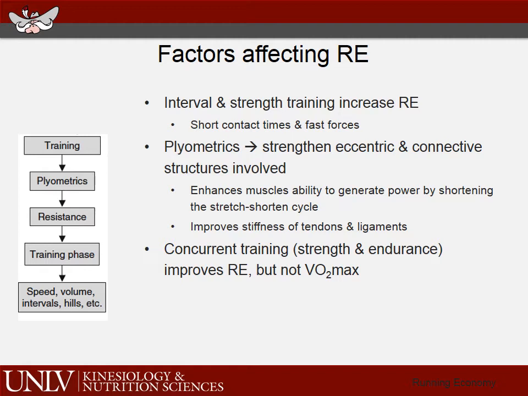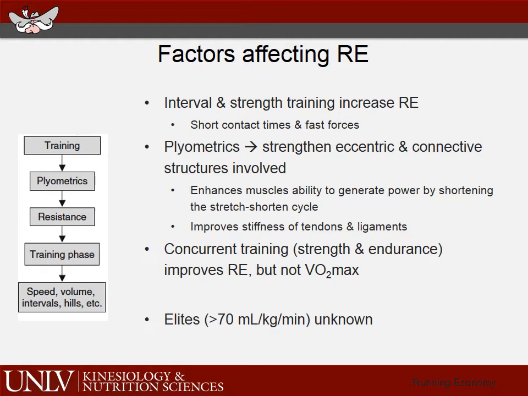The concurrent training, so this is doing strength and endurance training at the same time, has been shown to improve running economy, but not your VO2 max. So this is an area that I hope somebody in the class takes on as their project, because it's really important how you do the combination of your strength and endurance training on whether you see the most improvements. And we'll talk about this later on in class and truly the training and resistance portion of it. But it's very important how you concoct this concurrent training and what type of strength or resistance training you incorporate.